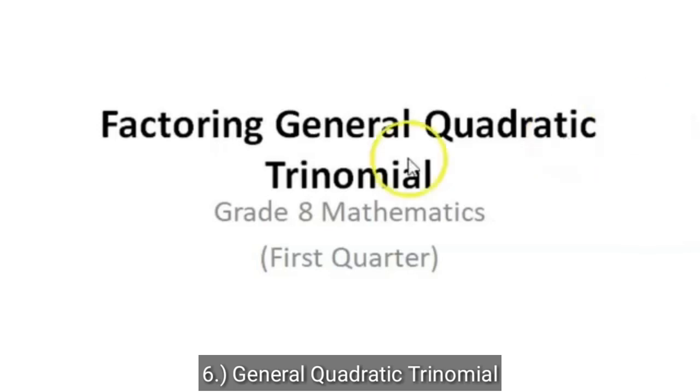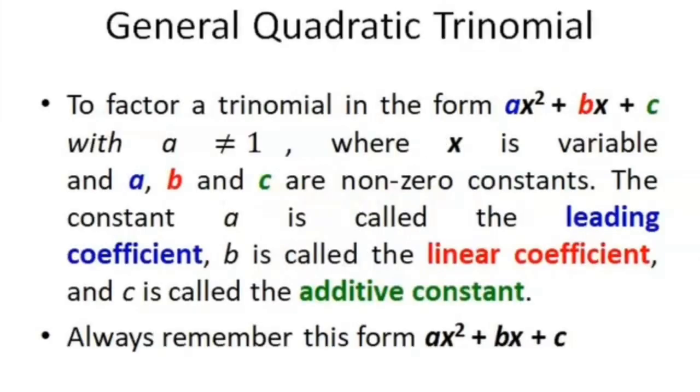Factoring general quadratic trinomial. This is for grade 8 mathematics, first quarter. So to factor a trinomial in a form of ax squared plus bx plus c, with a is not equal to 1, and where x is our variable, and a, b, and c are non-zero constants. So, kinulayan ko po ng blue, pula at saka green para po mas ma-identify po natin. So, the constant a is called the leading coefficient, b is called the linear coefficient, and c is called the additive constant.